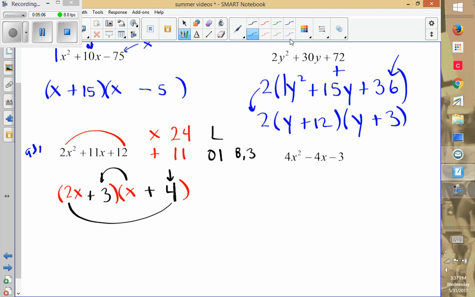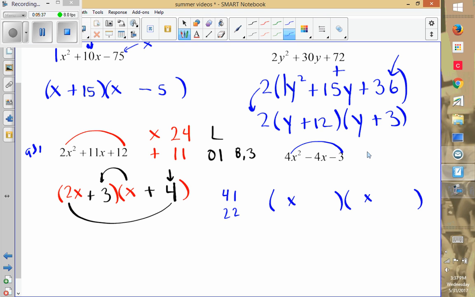Okay, one more example. This one is going to be a little bit more challenging because the leading coefficient that I have is the number 4, and it's not like the last one where my only two factors were 2 and 1. I can get 4 by multiplying 4 and 1 or 2 and 2. So I can't automatically say it's going to be 4 and 1 or 2 and 2, but I do know that it's going to be x times x.